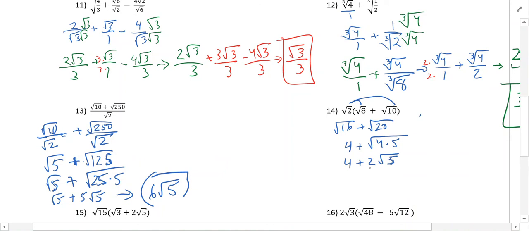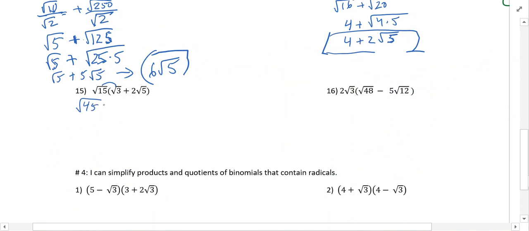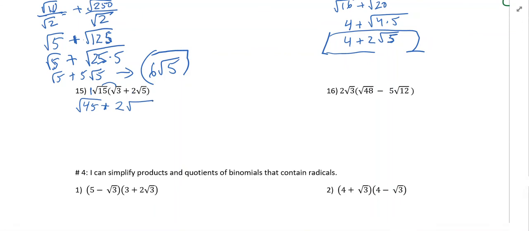And now at this point, these are not like radicals. I have 4 and then 2 rad 5, so I can't do anything, so I leave them as an expression. So this whole thing is my answer here. Okay, so if we go to our next problem, same thing, we need to distribute. So we get rad 15 times rad 3, which is going to give us the square root of 45. I'm going to bring down the plus. Now remember, the coefficient of radical 15 is a 1. So you're multiplying the 1 times the 2 together, which is going to give you 2. And then you multiply what you have underneath the radicals here. So 15 times 5 is going to give me 75.